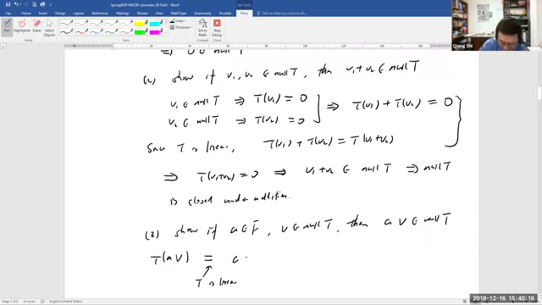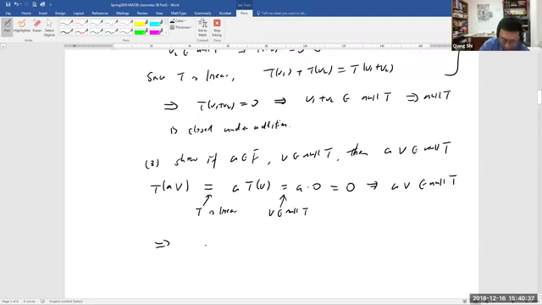Because T is linear, we have the addition property, and we also have the homogeneous property, right? So this is a times T of v, and then this is a times 0 because v is in Null T. In other words, T of v is 0, so this is equal to 0. So this tells you that a times v is also in Null T. Now we know Null T is closed under scalar multiplication.